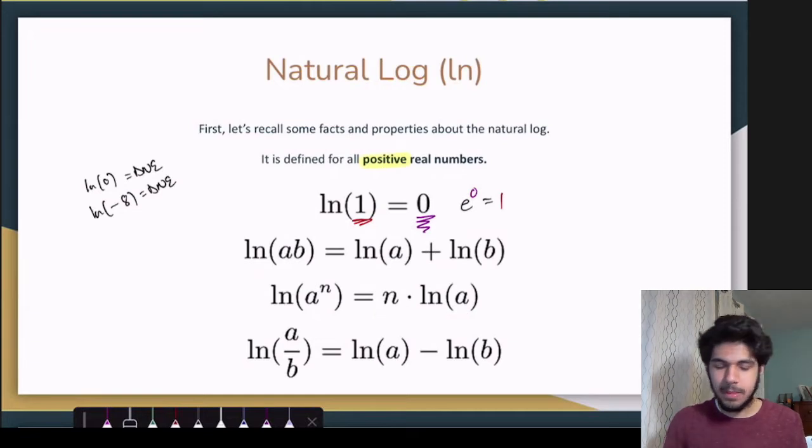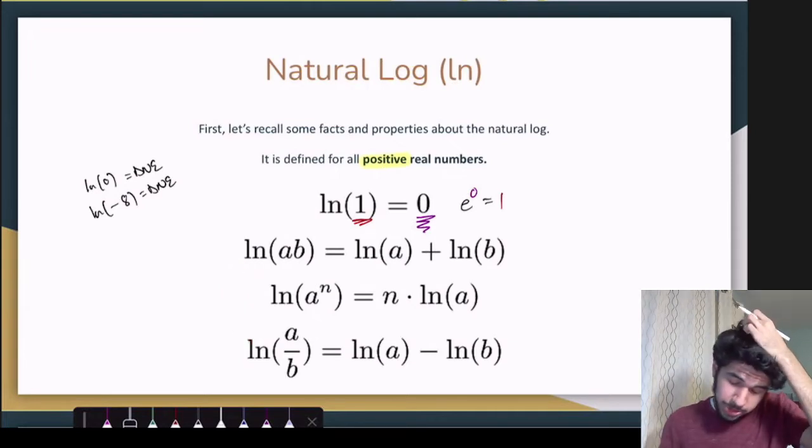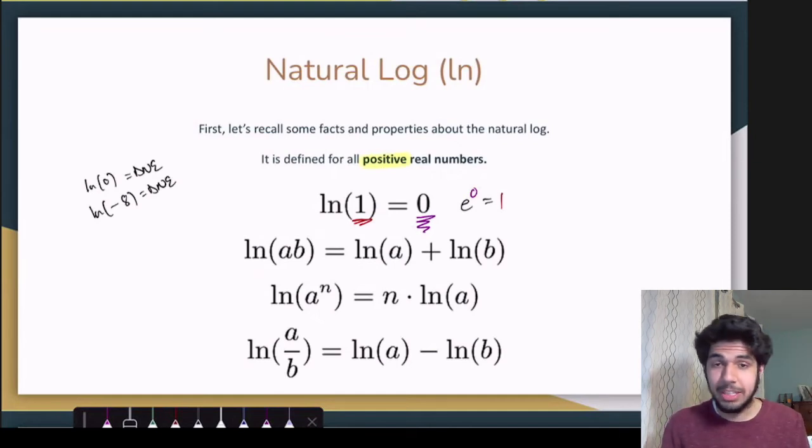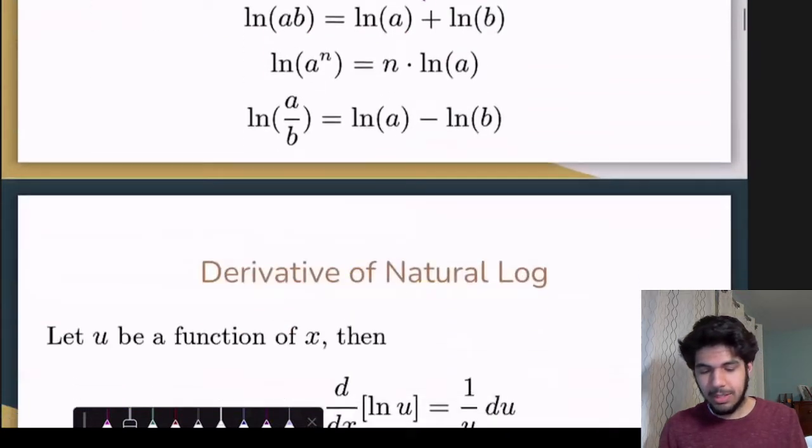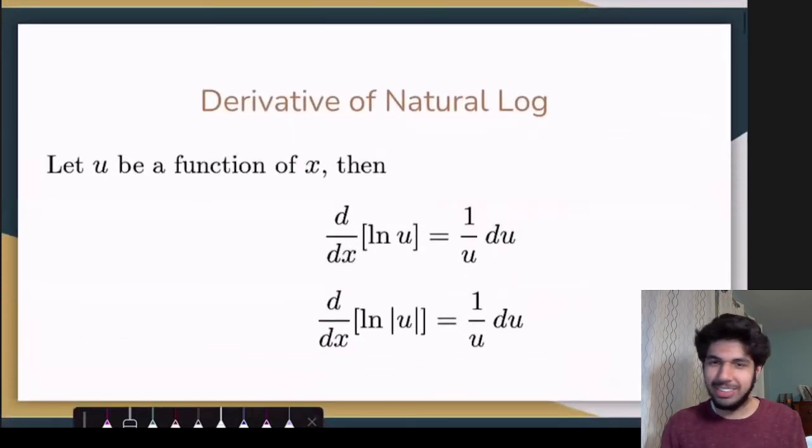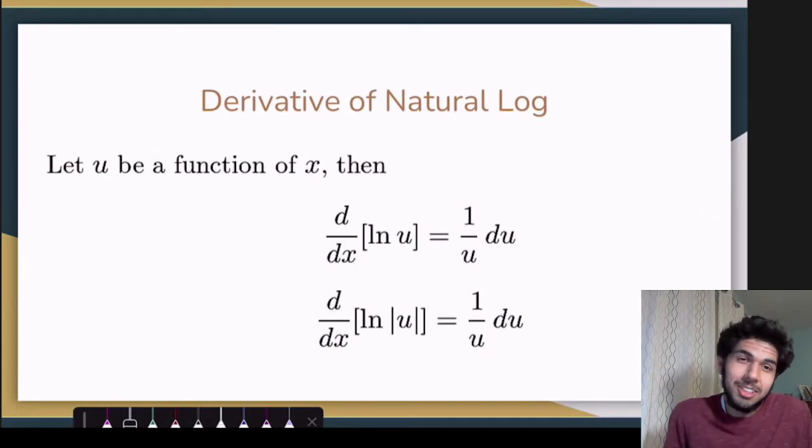And then our last property kind of links with our second property, but now we're taking the quotient of two elements, so a divided by b, that would be ln of a minus ln of b. So these are all things that we should know and be feeling comfortable with. Now the natural question, pun maybe intended, is what's the derivative of the natural log?